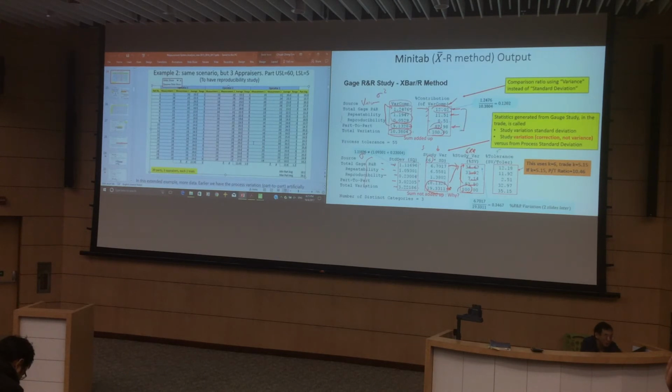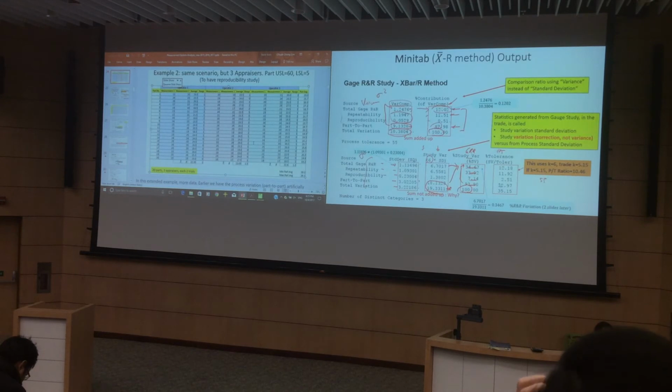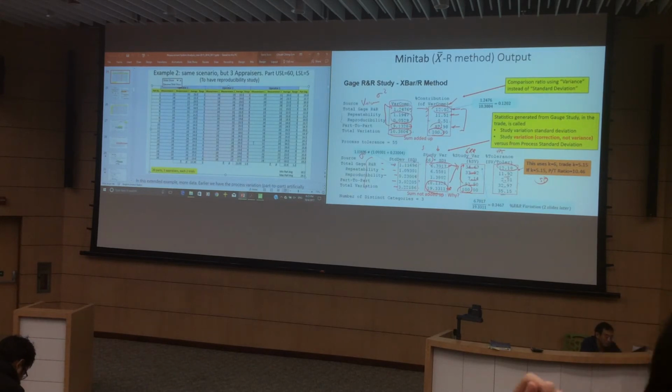So this is our PD. Our PD is upper spec minus lower spec, which is 55. So 55 is our base. So this guy divided by 55, this is our thing. So this is what it is.